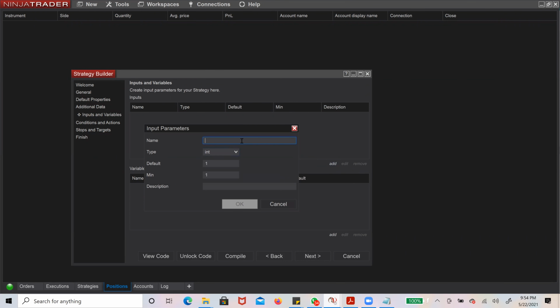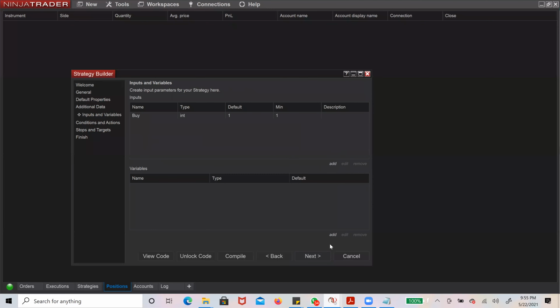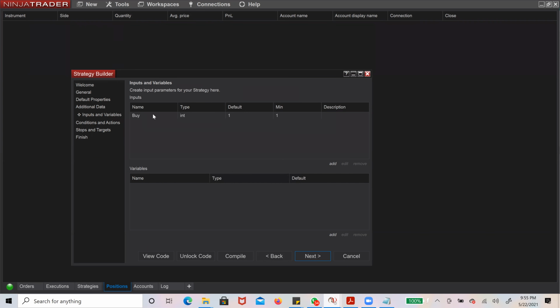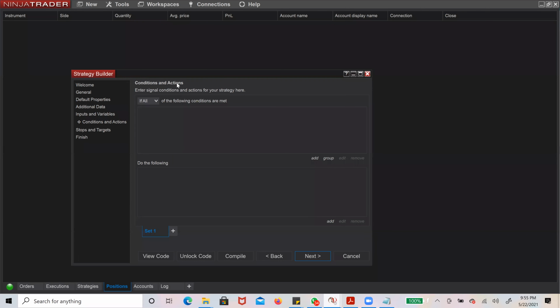So what do you want to do? It's going to be an integer. Let's say the default is one. Just click on it. What do you want to do on the variable? No, this is not the one. Sorry, cancel this. Keep this, and this is your conditions and actions.